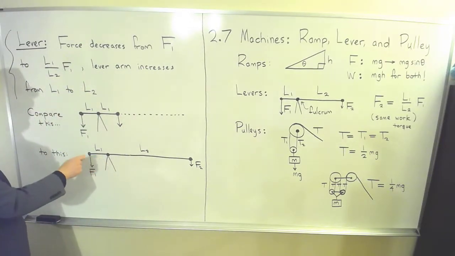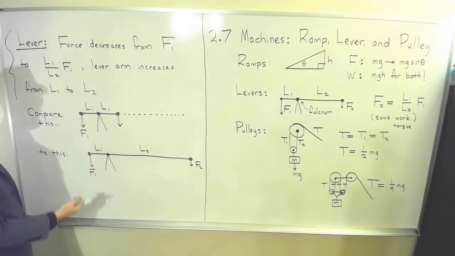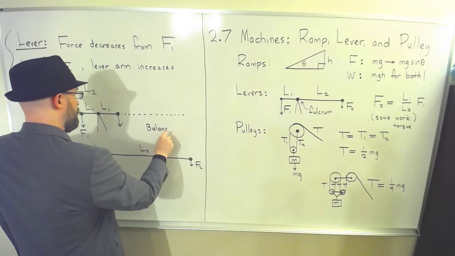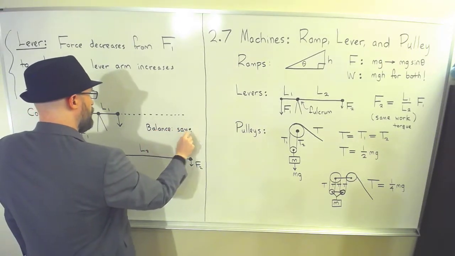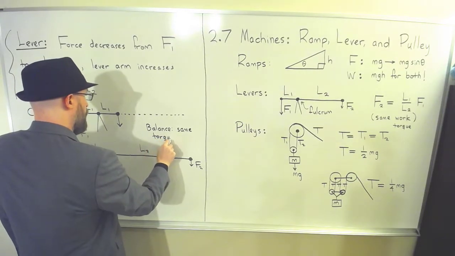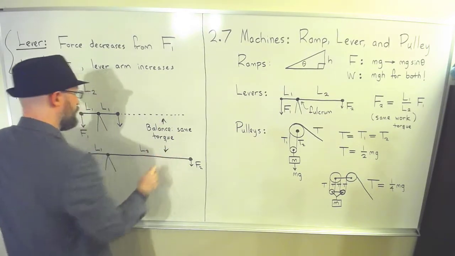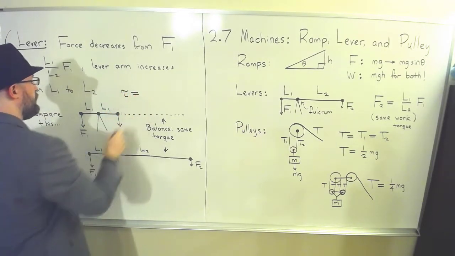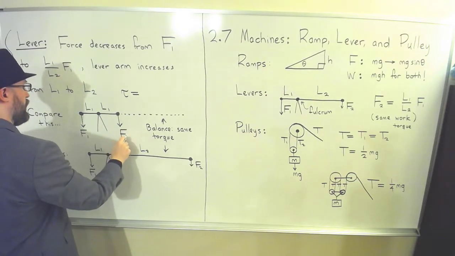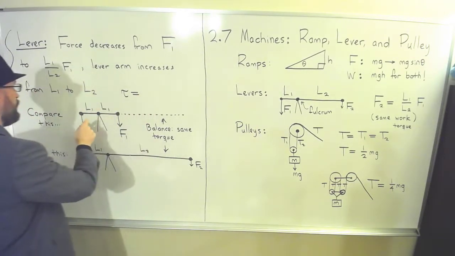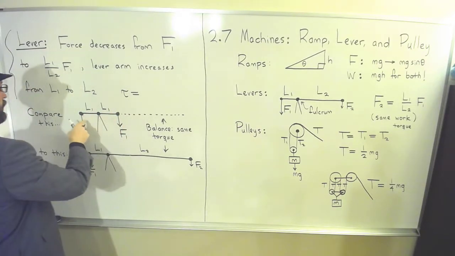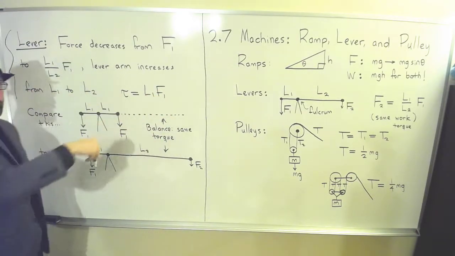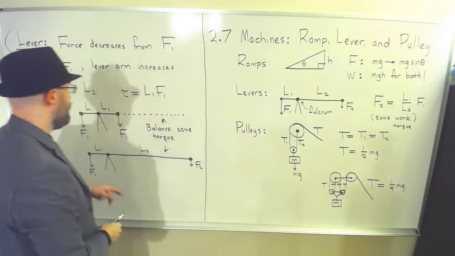Well, the point is that for this to be balanced, you need the same torque. So to balance, you need the same torque in both cases, in this case and in this case. Now, you remember the torque. In this case it would be L1 F1. We're assuming we're applying the forces straight down, so there doesn't have to be a sine theta in there.